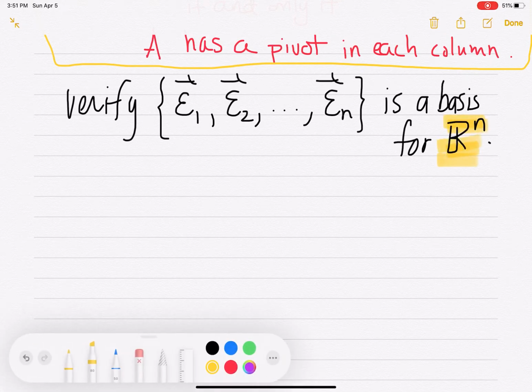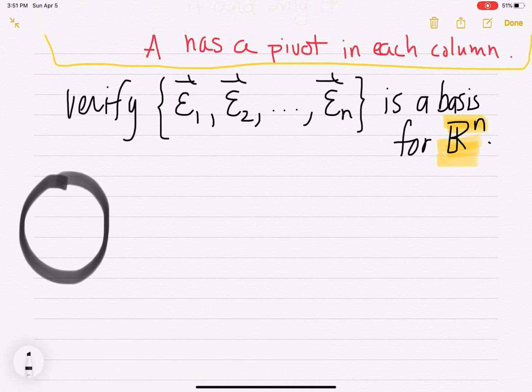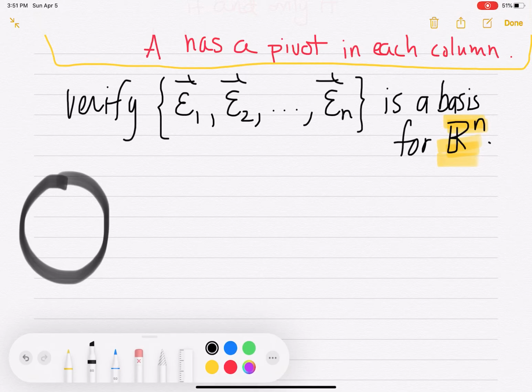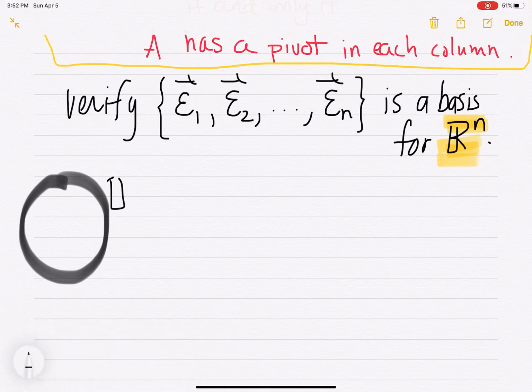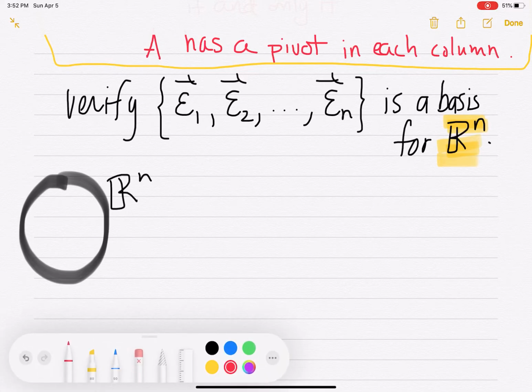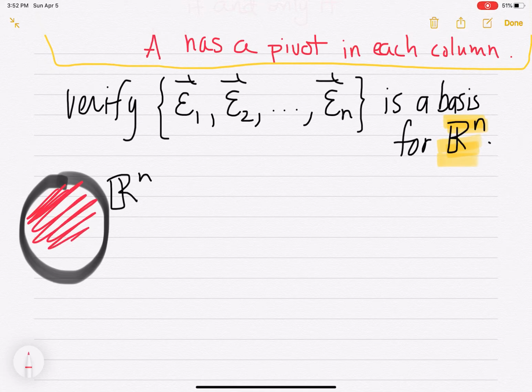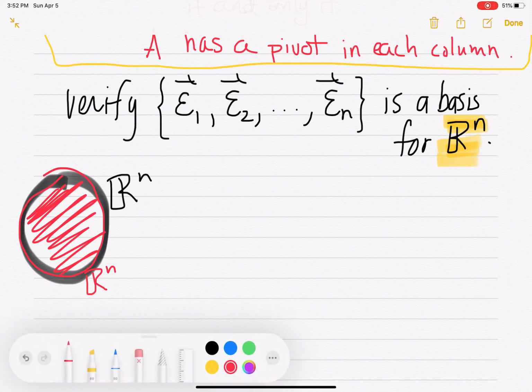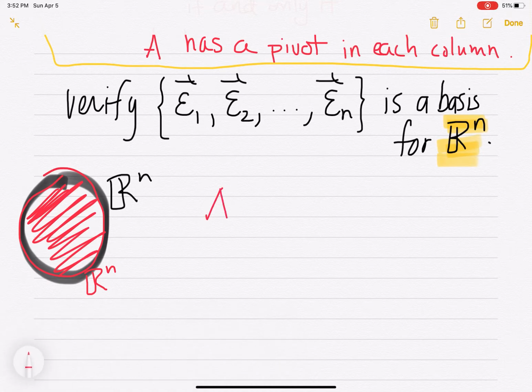If you imagine, out here you have Rn, and then inside here you have Rn. Rn is the whole entire thing inside. So Rn is a subspace of itself. It's a subset of itself, so it's a subspace of itself because it's a vector space. All right, so we want to verify that these guys are forming a basis. So what we're going to do is make a matrix A, right?